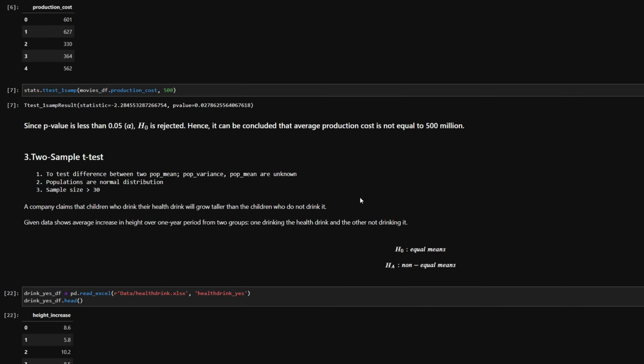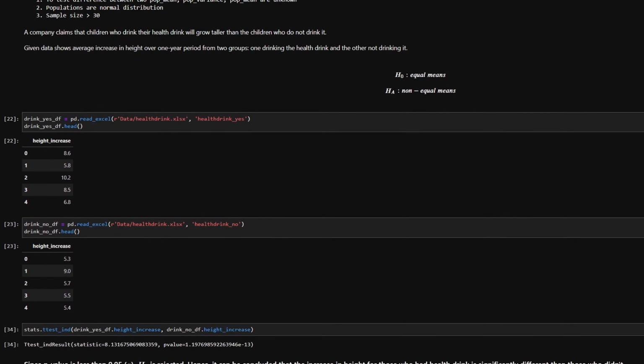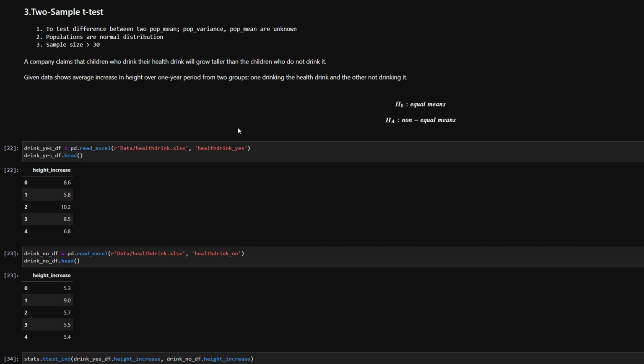Okay, now we have two sample test, two sample t-test. Previously we had one sample t-test. Now we have two sample t-test. This is basically used to test the difference between two population means, where the population variance and the population mean itself are unknown. Populations are definitely normal distribution and sample size is greater than 30 because we are looking at parametric test at this point of time.